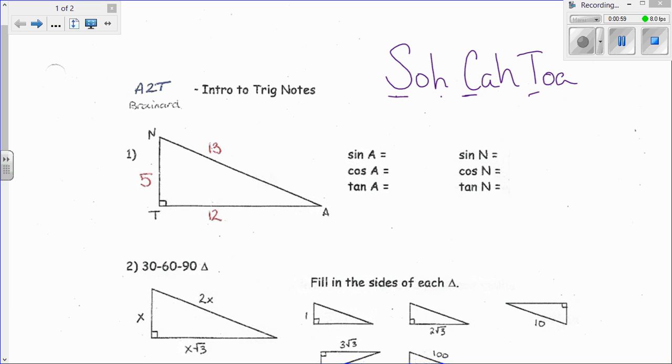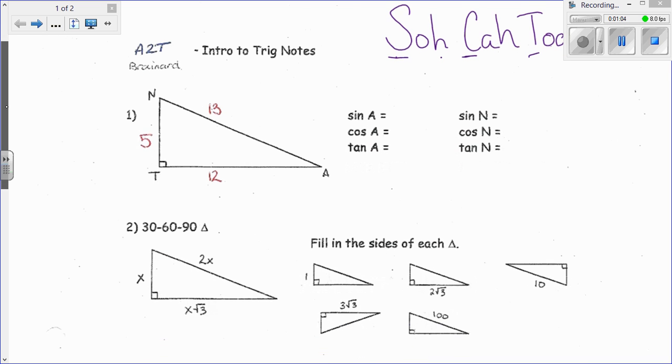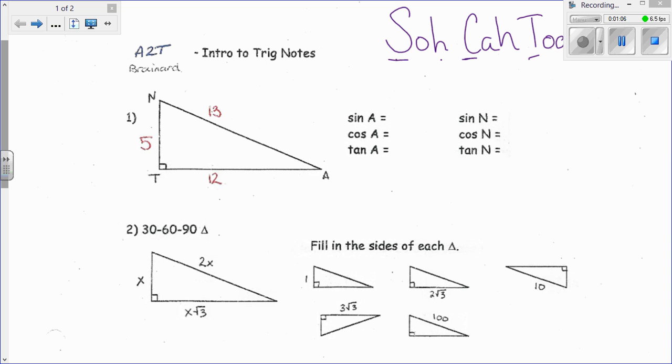So for example here we have a 5, 12, 13 right triangle. And the sine of A, when we're looking at angle A, sine is opposite, which is 5, over the hypotenuse, which is 13. The cosine would be the adjacent, which is next to, over the hypotenuse, so it would be 12 over 13. And then the tangent is opposite over adjacent, so it is 5 over 12.